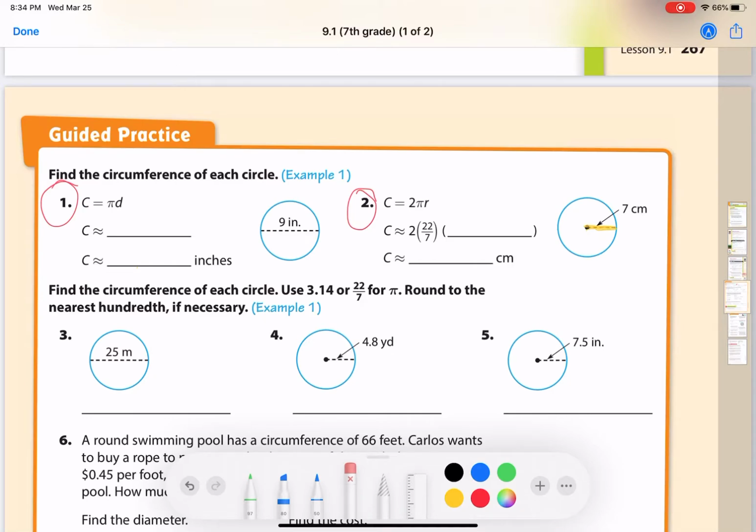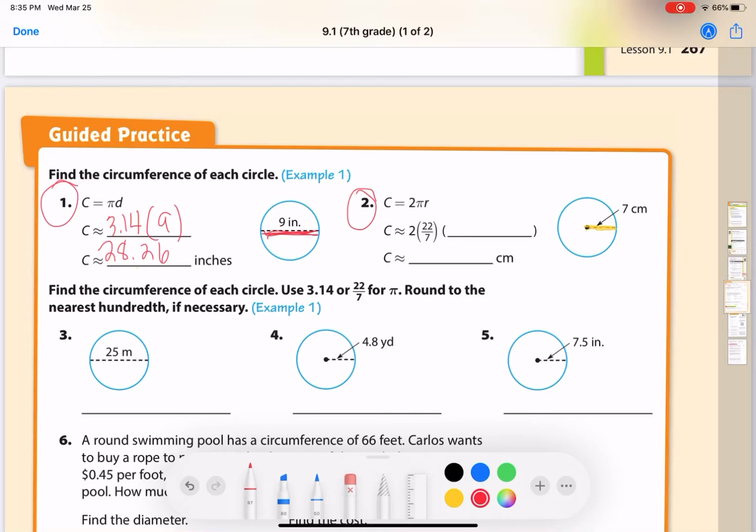So we know that one of the formulas is C equals pi times the diameter. And in this problem, we are given the diameter of 9 inches. So in this case, we're just going to plug in our values and use 3.14 for pi. When we multiply those two together, we get 28.26 inches. And that problem is done.